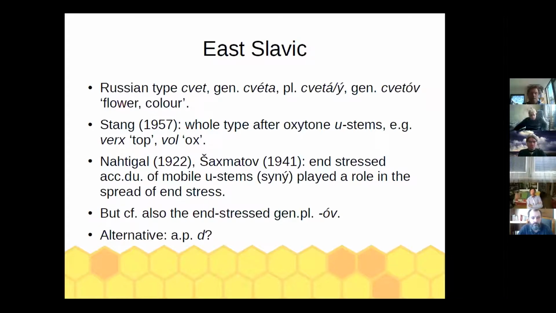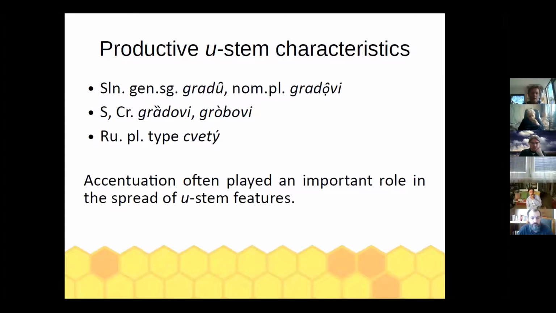Now we also find in the literature that some of the nouns belonging to this type in modern Russian go back to an accent paradigm D in Proto-Slavic. And I don't think that for this particular type that's necessary, but we'll look at accent paradigm D in a minute. So in the examples that we've seen so far, we've seen that accentuation often plays a very important role in the spread of U-stem features. So we have to constantly take into account the accentuation of words when we talk about the U-stems. And I think that will be the most important point of my talk today.